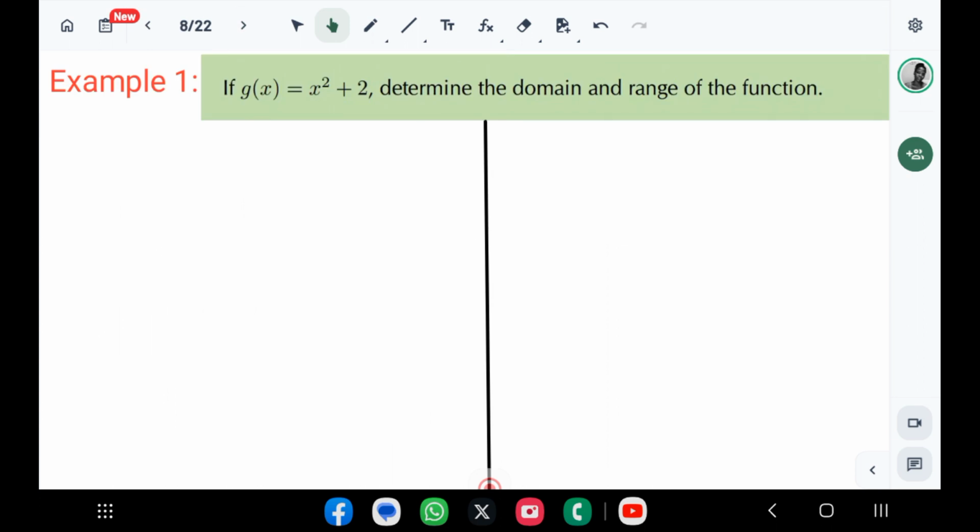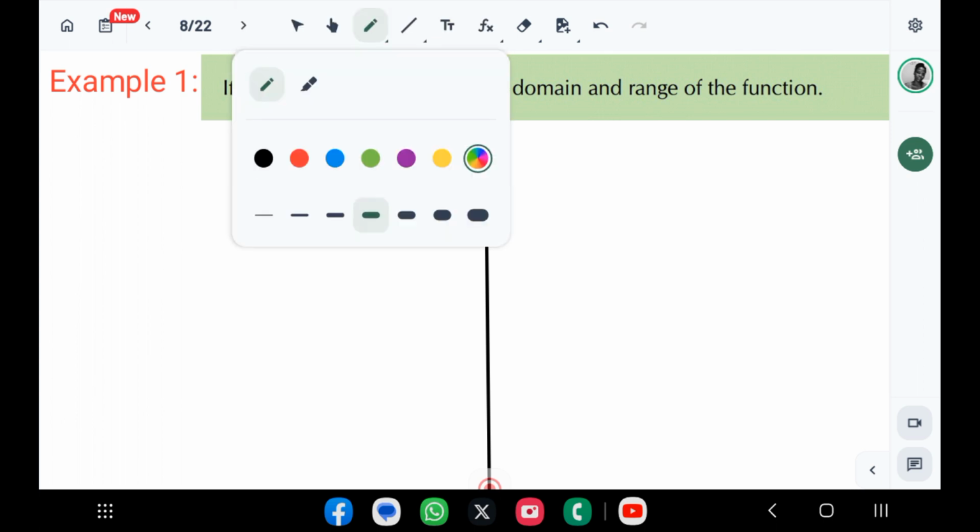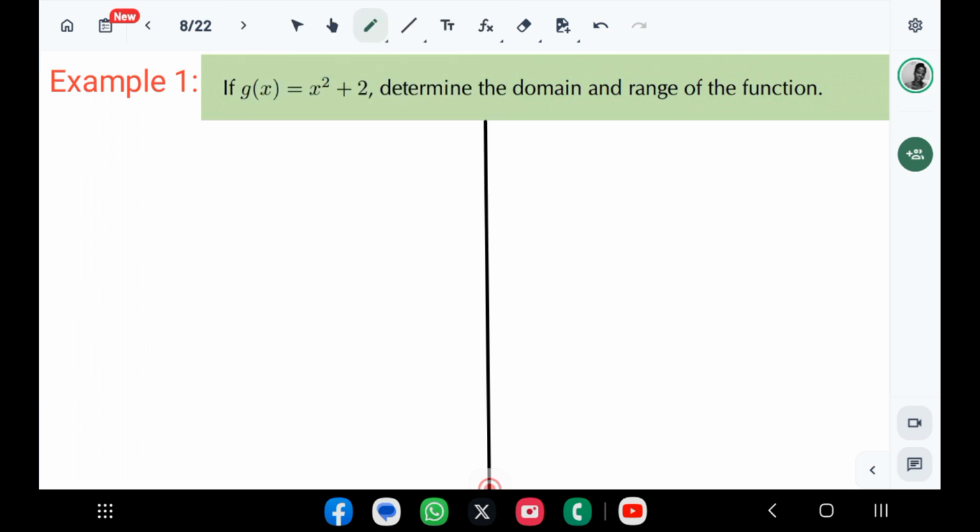Now let's look at example 1. If g of x equals x² + 2, determine the domain and range of the function. The domain should be very, very easy. We just looked at the domain. The domain for any function of a quadratic form in this case is x is an element of all real numbers.